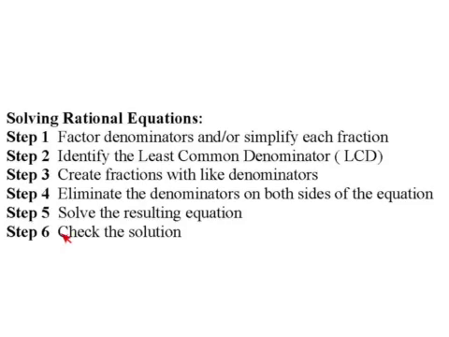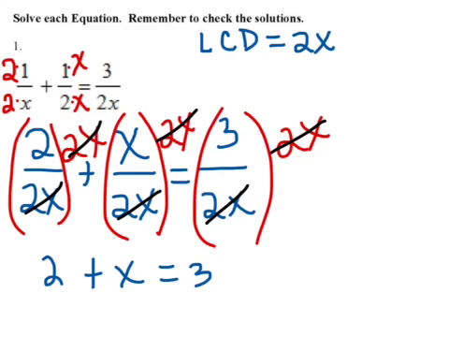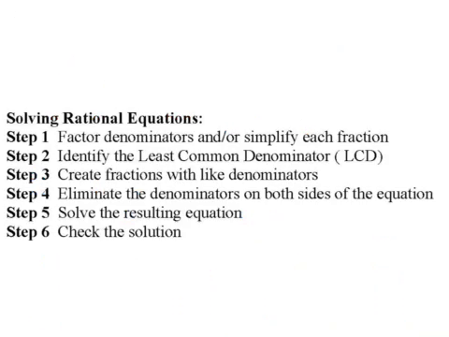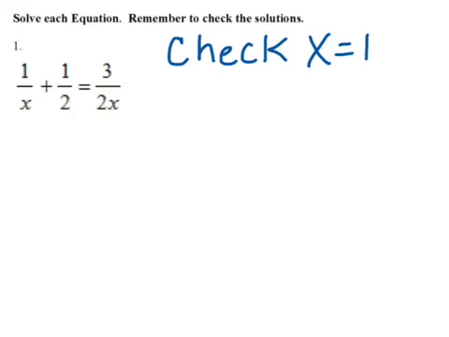Step 5 states to solve the resulting equation. So, when I isolate my variable, I'll subtract 2 from both sides, and I end up with x is equal to 1. The last step in our step-by-step process is to check the solution. So let's check to make sure that x equals 1 satisfies this equation.